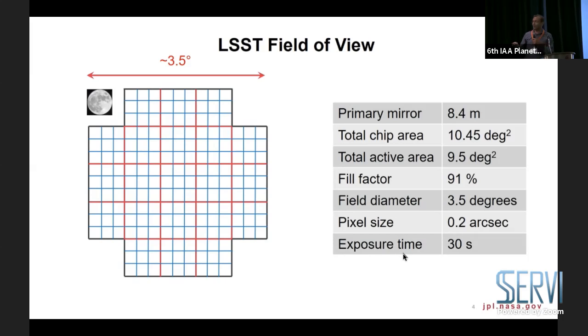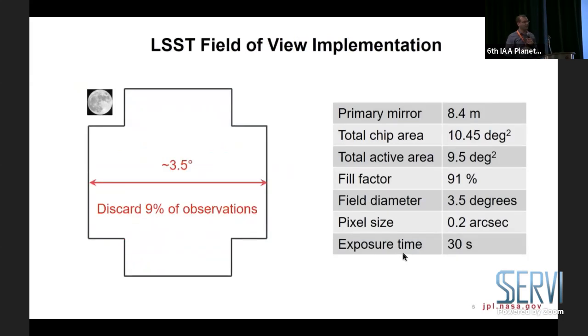So when we implemented the field of view for our simulations, we implemented the boundary of that chip and discarded 9% of the observations to match the 91% fill factor.